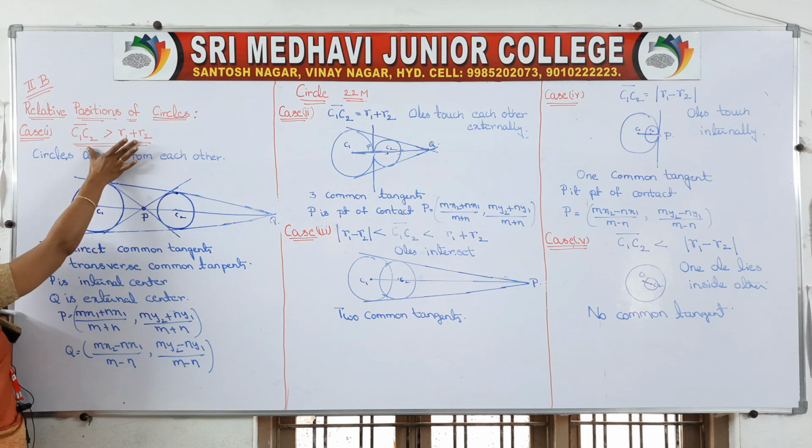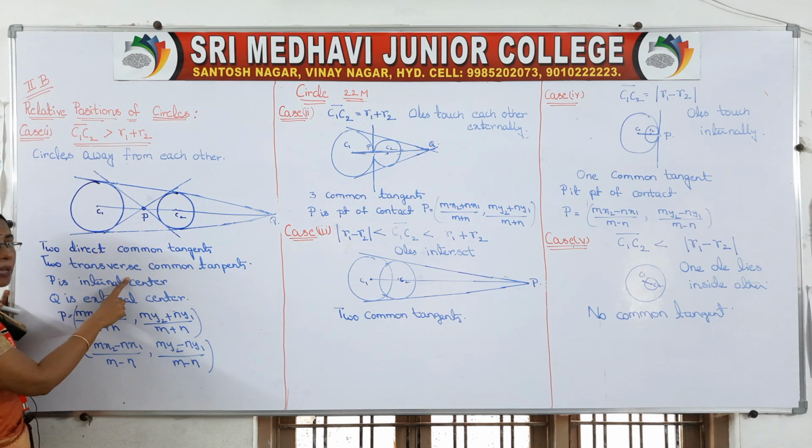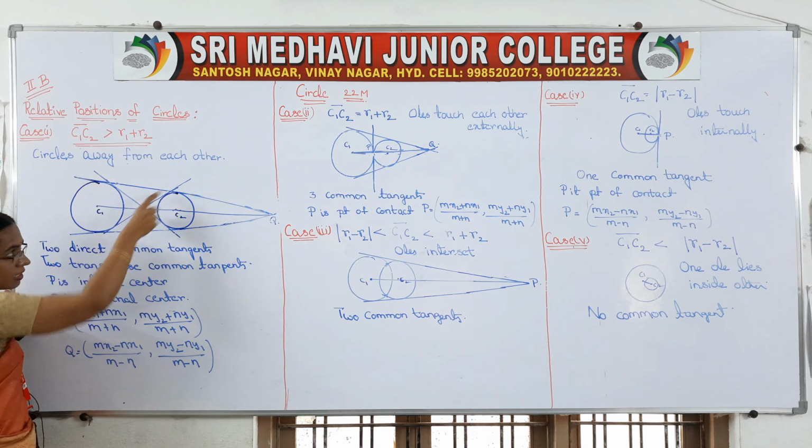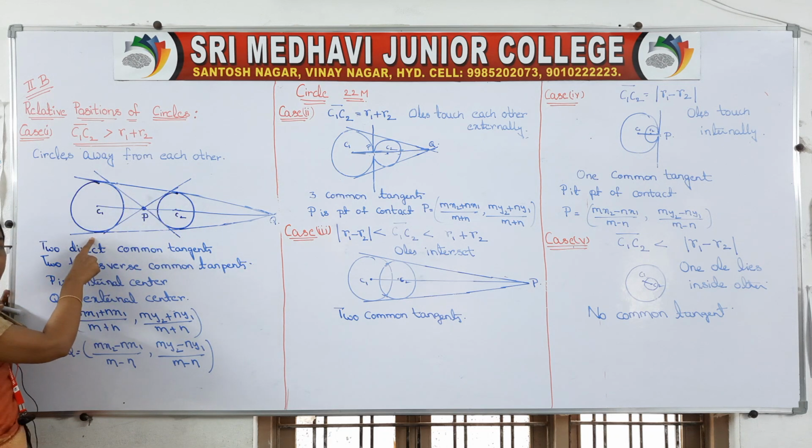So, whenever this is the condition, 2 circles do not touch each other. And how many common tangents? 4. One pair of direct common tangents, one pair of transverse common tangents. The tangents which intersect on C1, C2 are called transverse common tangents.